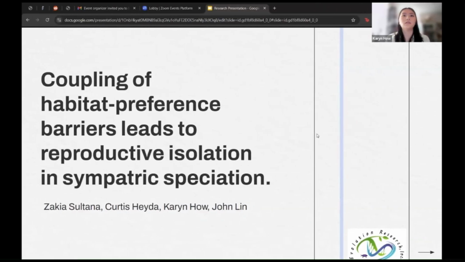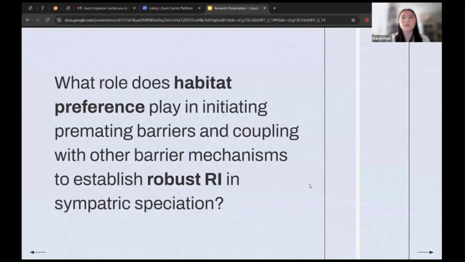All right. So I'm going to be presenting today on specifically coupling of habitat preference barriers and how it leads to reproductive isolation in sympatric speciation. So the question we mostly focused on was what role does habitat preference play in initiating pre-mating barriers and coupling with other barrier mechanisms to establish robust reproductive isolation in sympatric speciation.